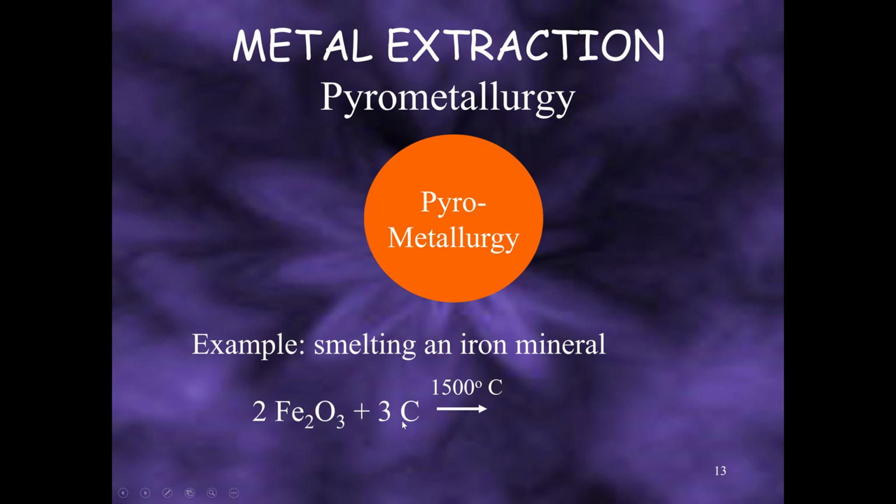So here, as you see, iron oxide reacts with carbon, which is a reducing agent, in order to produce iron metal, of course, and as a consequence, we will produce CO2. As you see, the temperature for this processing is about 1500 Celsius.